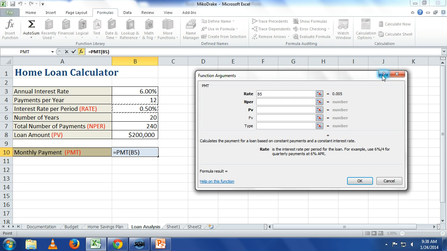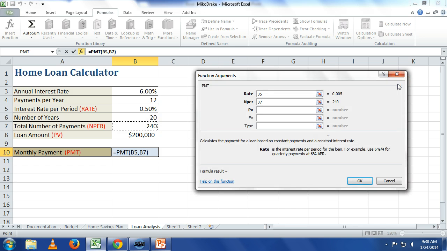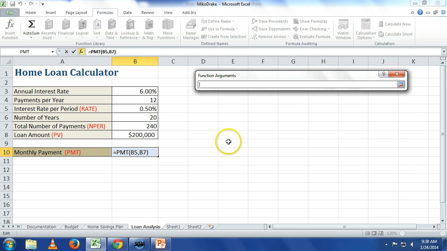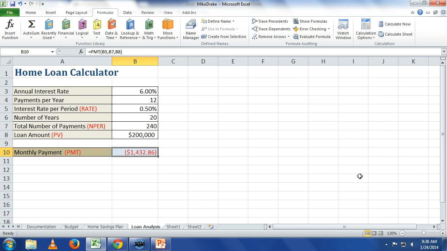The number of periods, not the number of years, but the number of payment periods, in this case is B7. And the present value, or the principal value, I'm sorry, not present value, the principal value of this loan is 200,000. I click OK, and it shows me the payment.